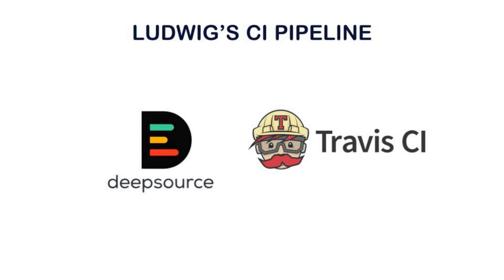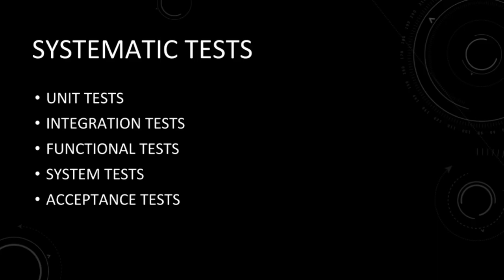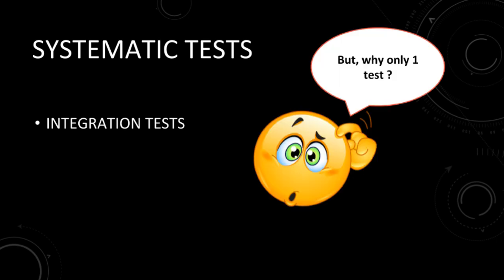Remember the need for tests I mentioned a few moments ago? This is where these tests are done. Well, although it is important that the tests need to be done in a systematic order, that is, unit tests followed by integration tests and then functional tests, etc., it is quite odd that Ludwig directly jumps to perform only the integration tests. But from one of the issues in Ludwig's repo, we found out the reasoning behind this.